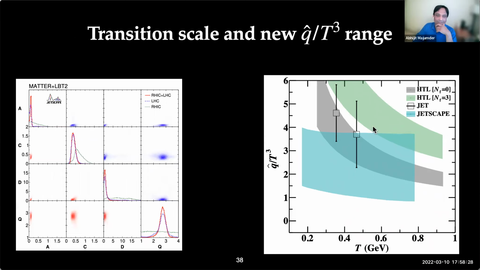So this is where we were. We have the old HTL lines. We have the points from the JET collaboration, and I'm going to show you results for this blue band. This is what we get from the JETSCAPE collaboration, fits to a whole bunch of jet data, and you see that there's some tension already. You should ignore the gray. Just follow the green and the blue. There's some tension now between the HTL and what's extracted from the experiment.